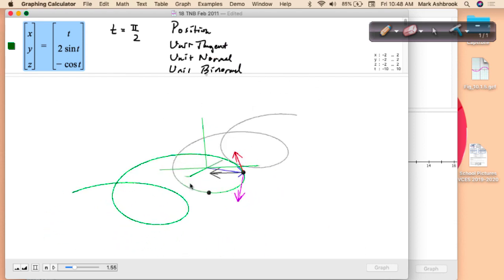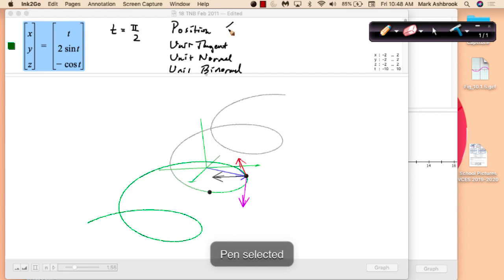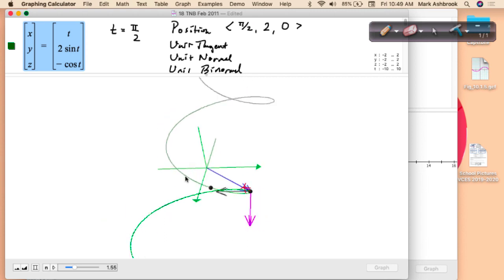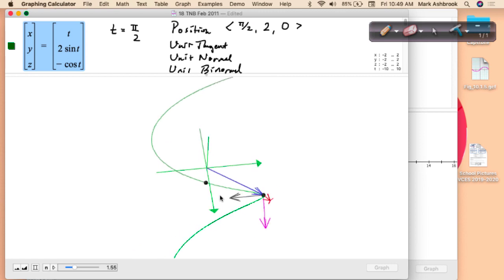Position. How do we get the position? Plug it in, right? It's just like a function. So at pi over 2, our position is pi over 2, 2, 0. Does it match with what we're looking at? Yep, we got an x-coordinate and a y-coordinate, and z is 0. It's in the xz plane. Looking good? Okay, cool.